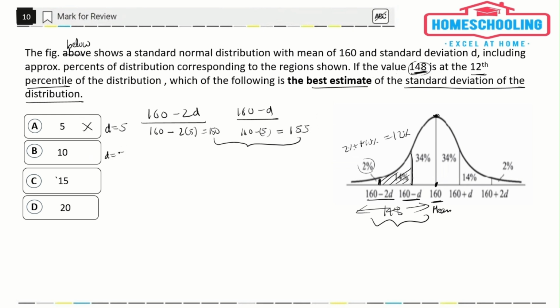Now let's take d equal to 10. We put this in the equation 160 minus 2d. So 2 into 10 is 20, and that gives 140. For 160 minus d, with d as 10, that is equal to 150. As we can see, the value 148 comes in the range 140 to 150. So the correct standard deviation value would be 10, and option B is the correct answer.